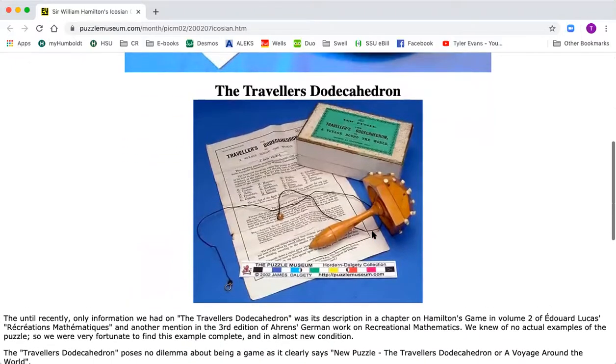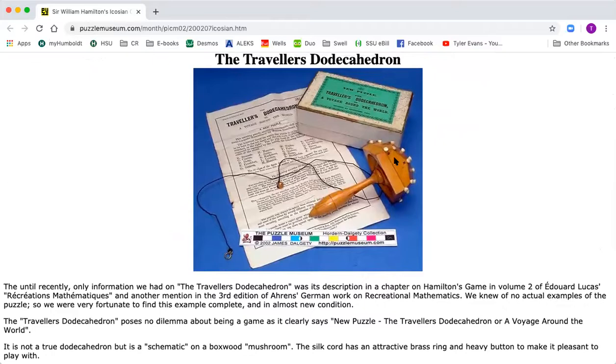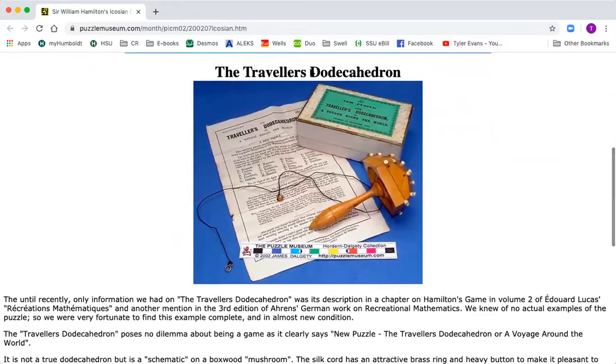This, I believe, is a picture of the original game that was marketed not by Hamilton himself. He sold it to some puzzle company. It was never a commercial success, but you can see this is a nice historical thing in the box here. The Traveler's Dodecahedron was the name of the game. Again, wooden pegs on this, not, of course, a real dodecahedron, but this 12-sided object. So yeah, it's got some kind of interesting history to it. All right, so let's switch back to the whiteboard here, if I can get the mouse to play nice.